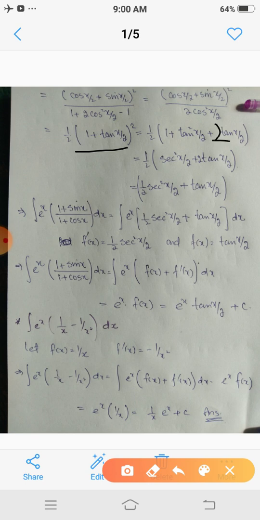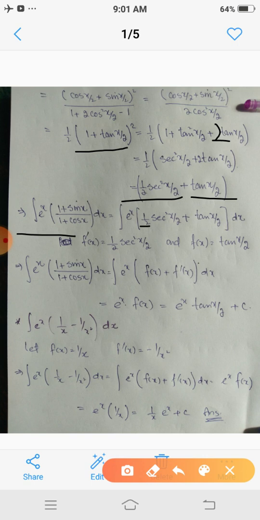Here it is 2 tan x by 2. Now 1 plus tan square is sec square, so that is 1 by 2 sec square x by 2 plus tan x by 2, which implies that the integral e^x (1 plus sin x) upon (1 plus cos x) becomes e^x into 1 by 2 sec square x by 2 plus tan x by 2.